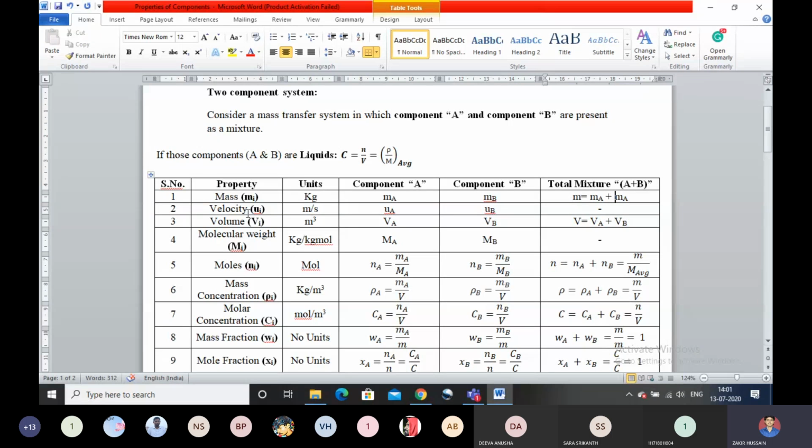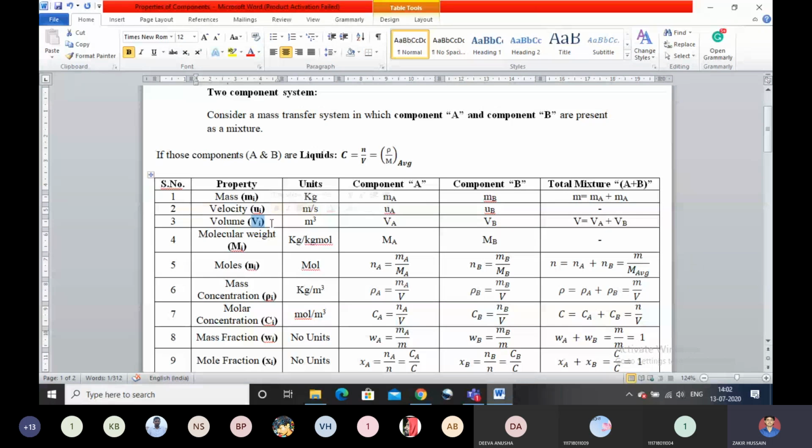Then velocity is denoted by u subscript i for the ith species, with units of meters per second. For component A, we denote it as small u subscript capital A, and for component B as small u subscript capital B. Since this is a vector, we have to define it in vector form for the total mixture for the x, y, z direction. I am not defining it here; in the equations itself, we define that.